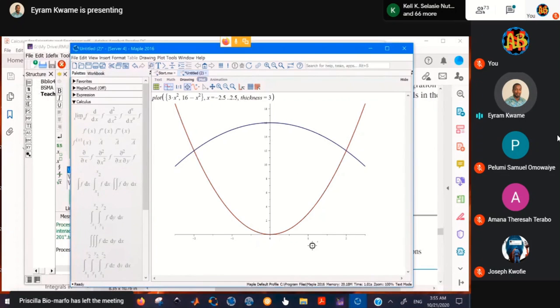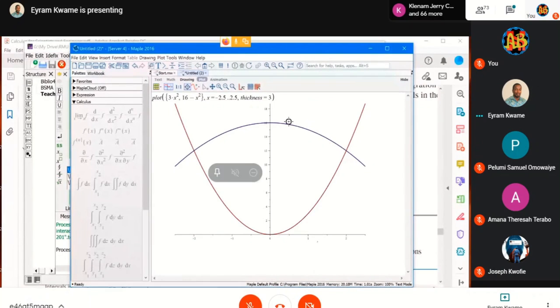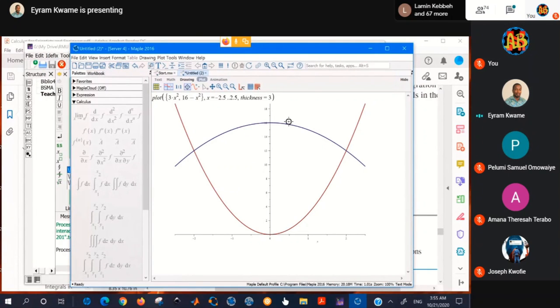But along the y-axis, I'll start from this curve before I get to this curve. So does it make sense? I'll start from the 3x squared and go up. You move in the positive direction of the y-axis, and you get to this curve before you get to this curve. Is that okay? Yes, sir. Good.